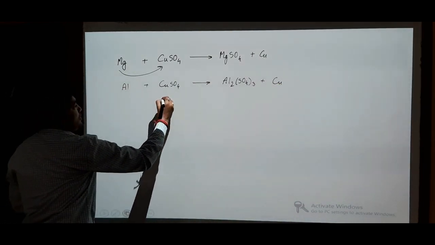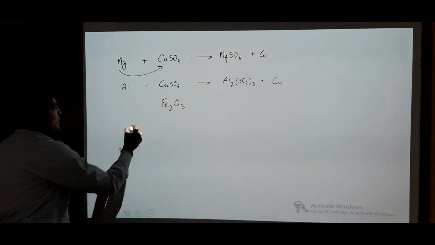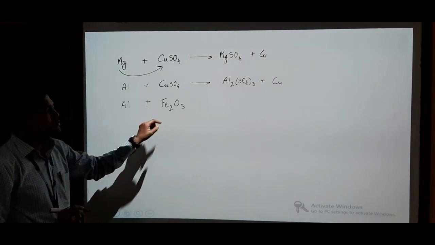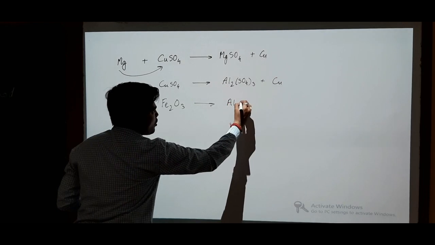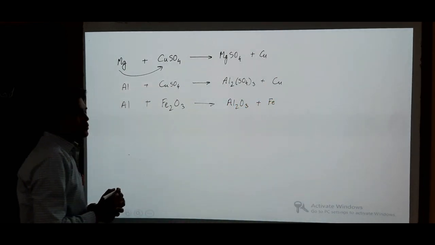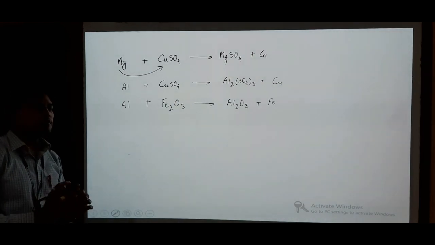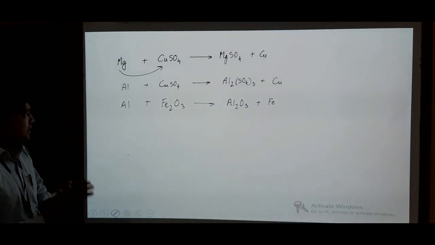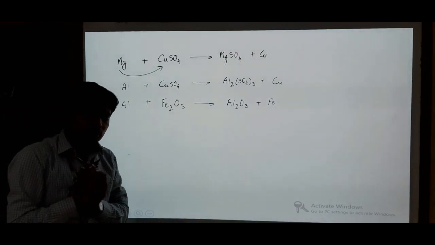I can use again iron oxide and I can react it with aluminium. Aluminium is more reactive than iron. So what will happen over here is you will get aluminium oxide plus iron. So in this reaction, a more reactive metal is displacing a less reactive metal from its solution. Generally, this type of reaction is again exothermic in nature.